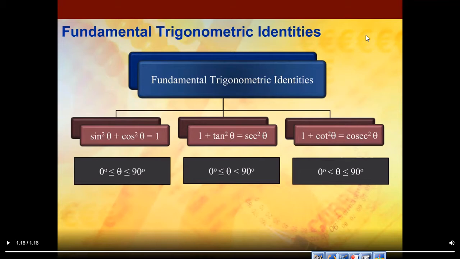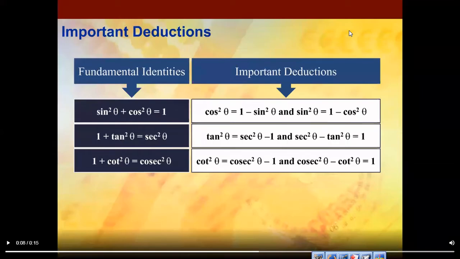To know the proof of the fundamental trigonometric identities, watch my video of session 6 of this chapter. For reference, the link is kept in the description. Some more useful identities can be deduced from the fundamental identities using simple mathematical operations.